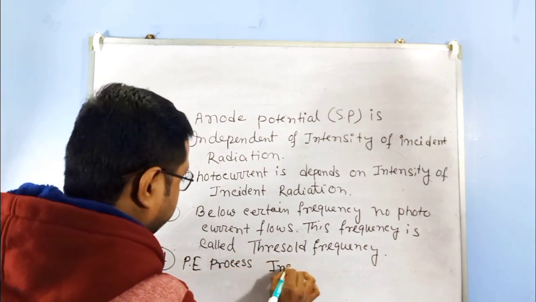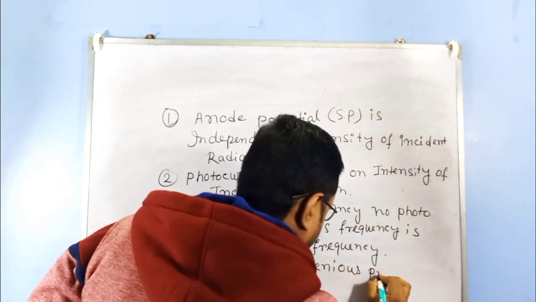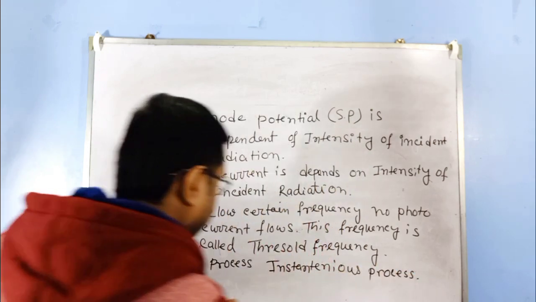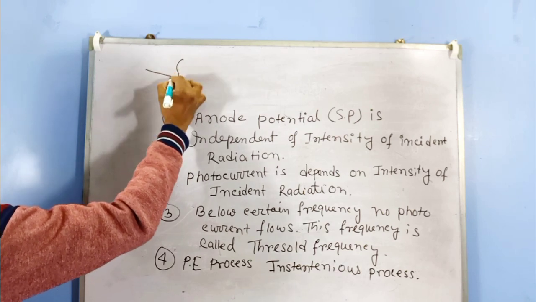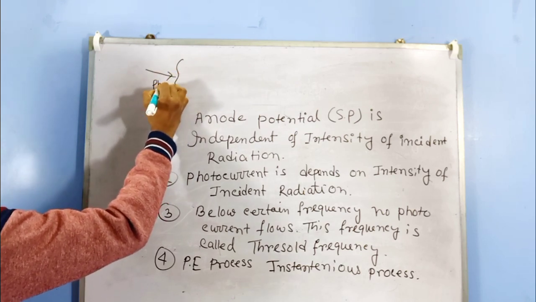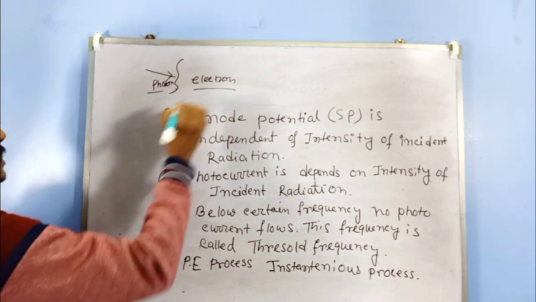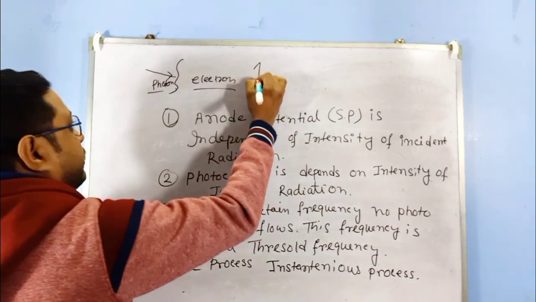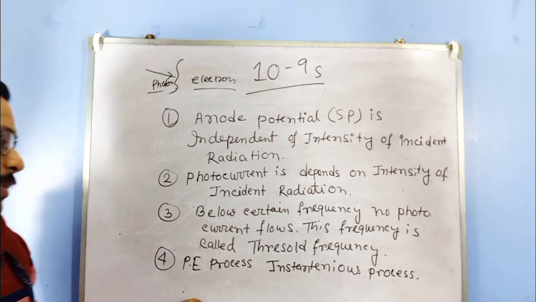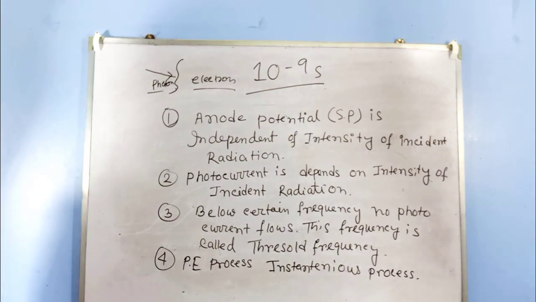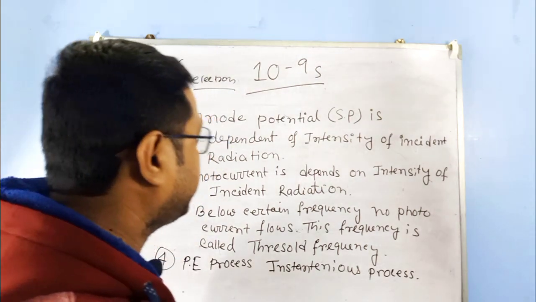that is, the time interval between the incident photon and the emitted electron is of the order of 10 to the power minus 9 second, 1 nanosecond. That is, it can be considered instantaneous. There is no time lag between the incidence of a photon and the emission of electrons.